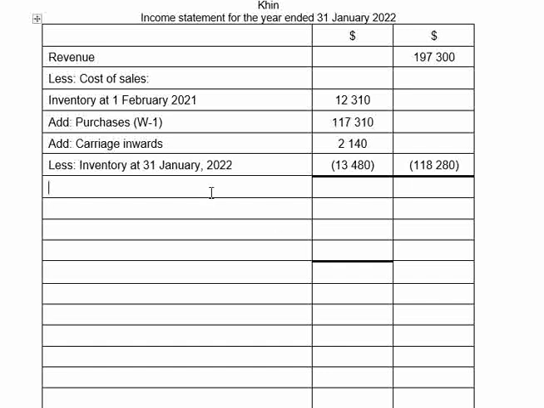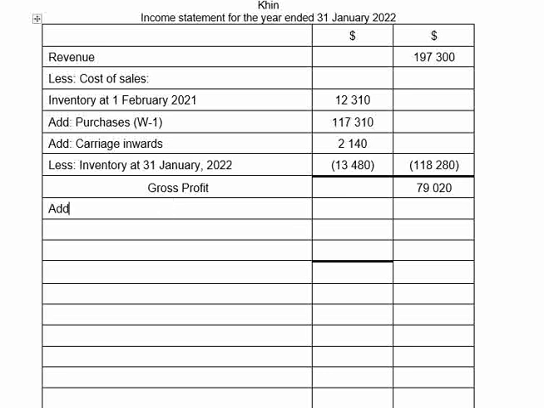Okay. Now if we move on, after subtracting the cost of sales, we will get our gross profit. So our gross profit is when we deduct 118,280 from this 197,300, you will get your gross profit figure, and your gross profit figure is 79,020. Okay, great. Now we'll move on.